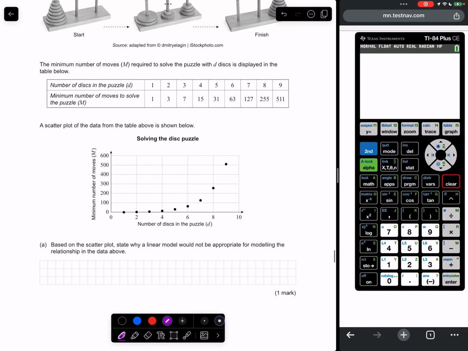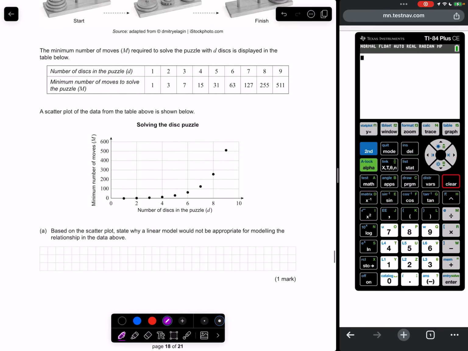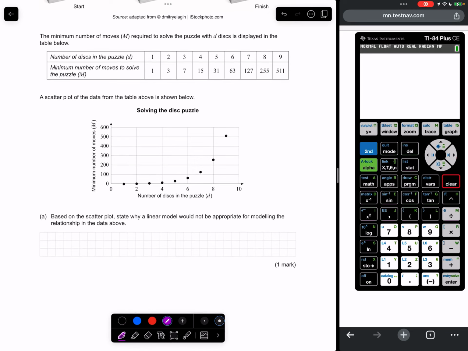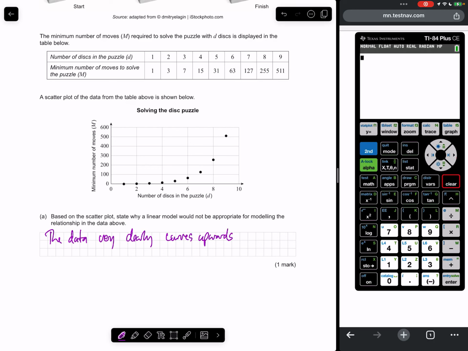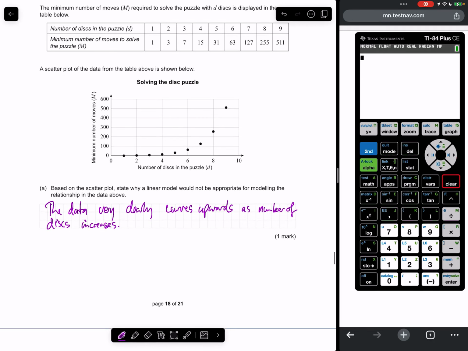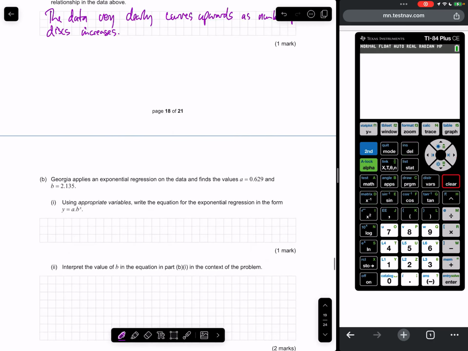The data displayed on the table below looks like it's exponential. Based on the scatter plot, a linear model is not appropriate. The data very clearly curves upwards as the number of disks increases. It's curved. That's why linear is not appropriate.